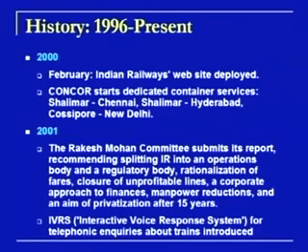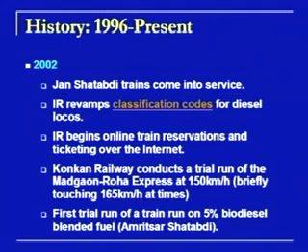The interactive voice response system, IVRS, was made available from 2001 onwards, by which we can make telephonic inquiries about the trains. In 2002, another change in the passenger transportation came in Indian Railways, in the form of the provision of Jan Shatabdi trains. This was the new type of service which was provided for short distance commuting between the two major stations. It also changed its classification codes for the diesel locomotives in 2002. Online train reservation and ticketing system over the internet was provided again from 2002 onwards.